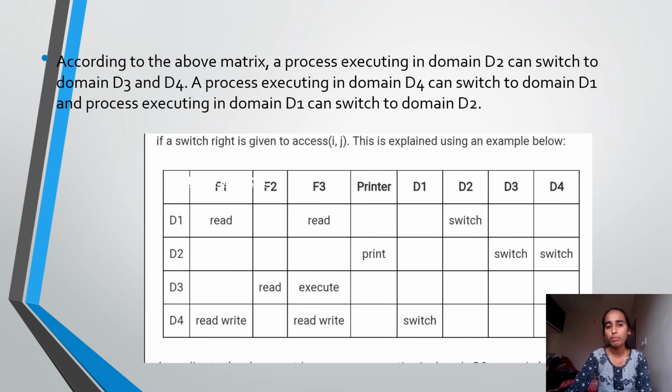According to the matrix in the previous slide, a process executing in the domain D2 can switch to domains D3 and D4. The process executing in D4 can switch to D1 and the process executing in D1 can switch to D2. We can see this in the table given below.